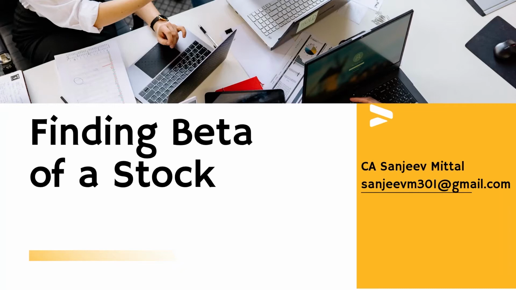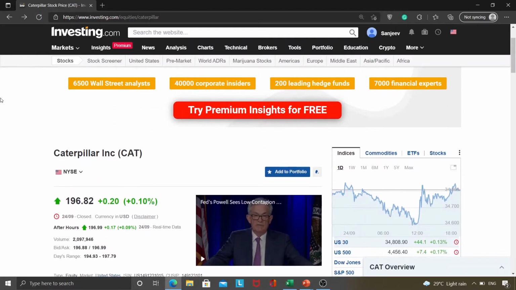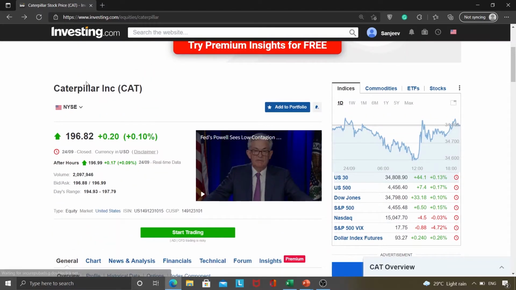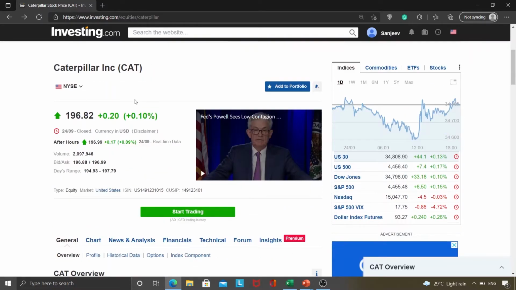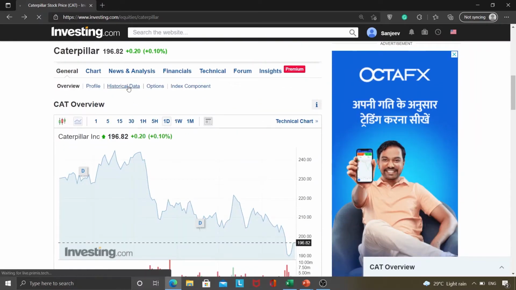Let's try to find out the beta of Caterpillar Incorporation. For finding the beta, we would need the percentage change of market price of Caterpillar Incorporation versus the percentage change of stock market prices. For that purpose, we shall go to investing.com again. On investing.com, we shall find the company Caterpillar Incorporation, as you can see here. Inside Caterpillar Incorporation, we shall go to historical data.